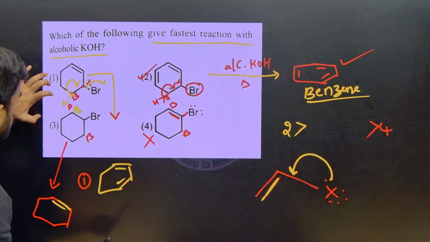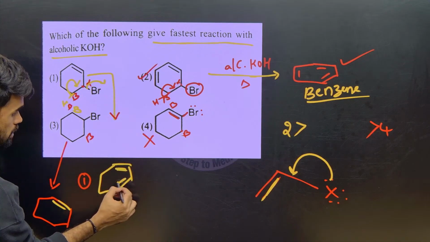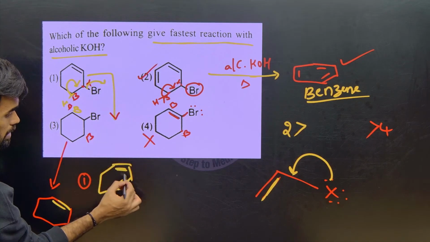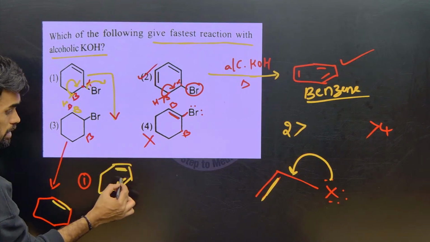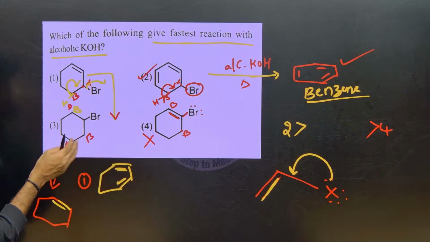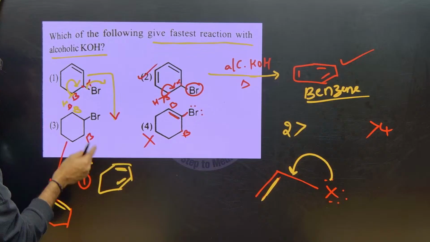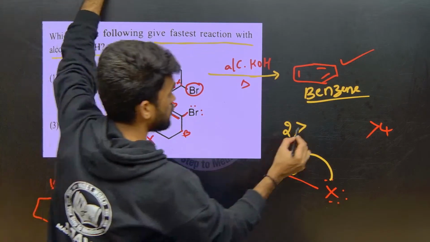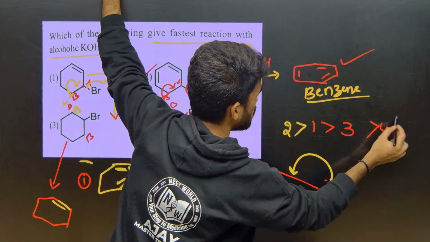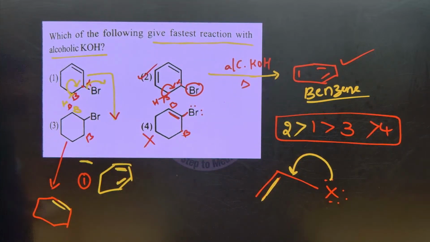After this we need to look into these 2 options. We are getting 2 double bonds in the first option which are at alternate positions, so we can expect conjugation between them. Due to that conjugation they will gain stability. So the product formed in the first option is relatively more stable than the 3. So I can write 1 and here 3. So this is the rate of reaction order for this particular question. Hope it is also clear, right?